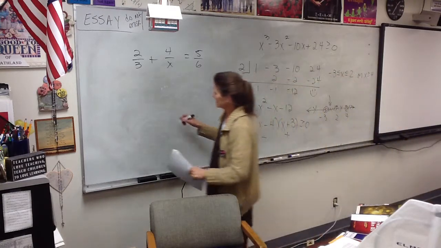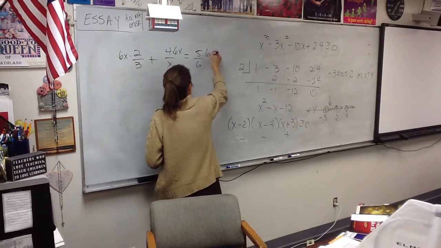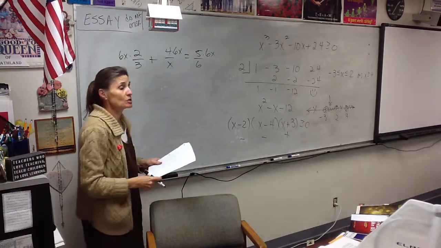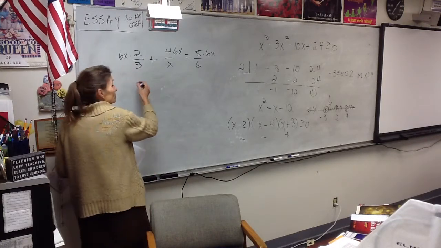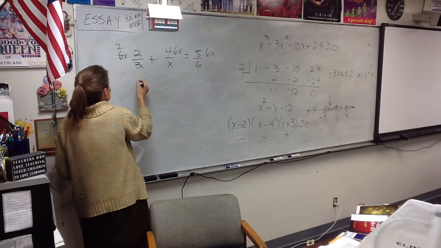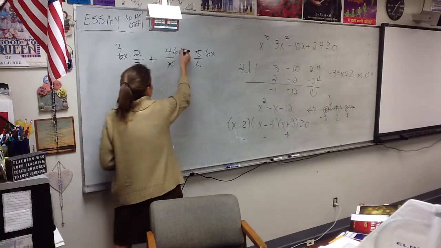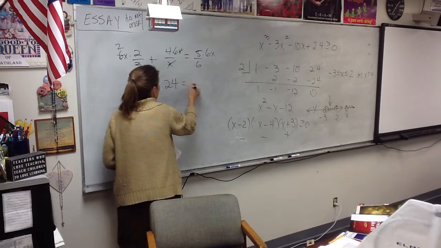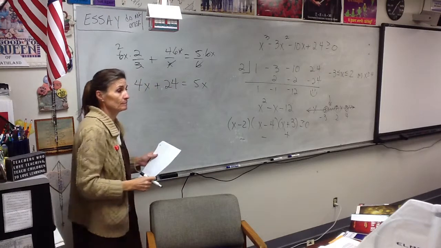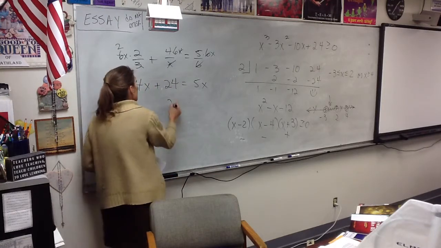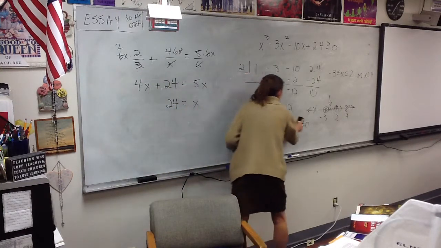I'll use 6x because it's a smaller term, but if you want to use 12x, you are welcome to. Your answer will be the same as mine. Here we go. 3 goes into 6 twice, leaving me with 4x. That cancels, leaving me with 24. And this leaves me with 5x. Subtract the 4x over. So 24 equals x. We are done and ready for the next problem.